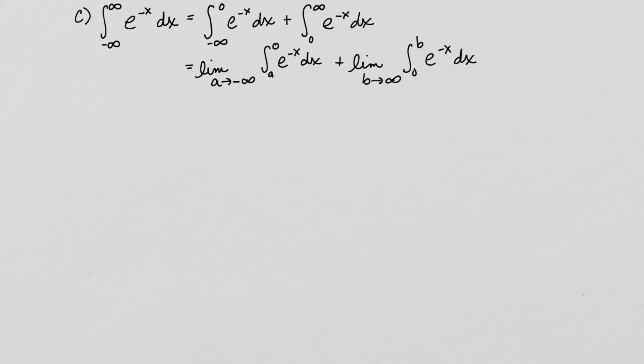So if we just work strictly on the left limit, the integral of e to the minus x is minus e to the minus x. So this is going to be the limit as a approaches minus infinity of minus e to the minus x, evaluated from a to 0.